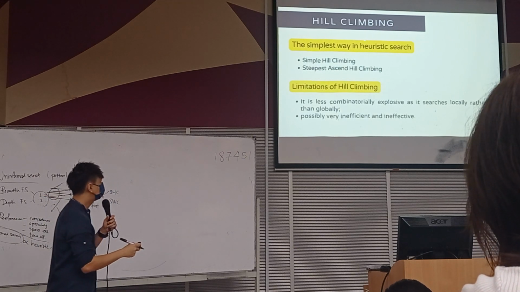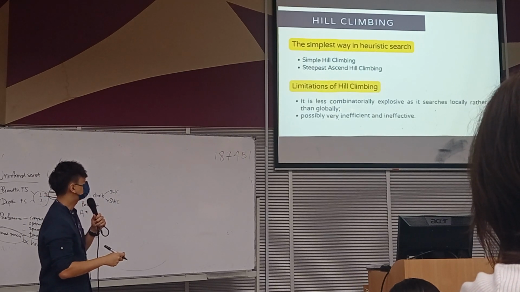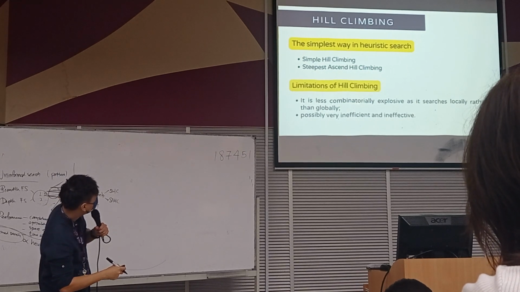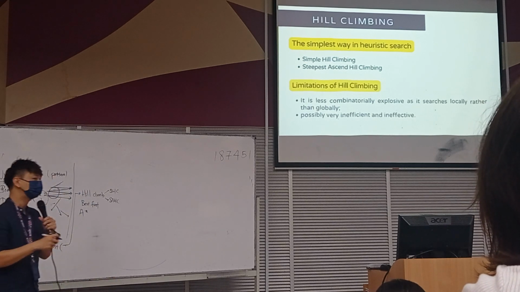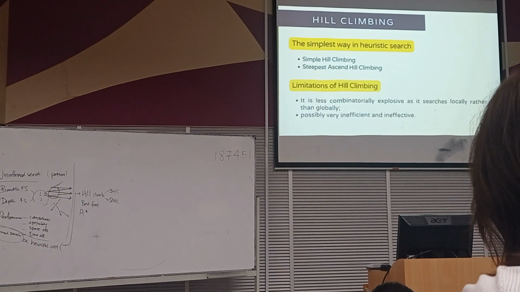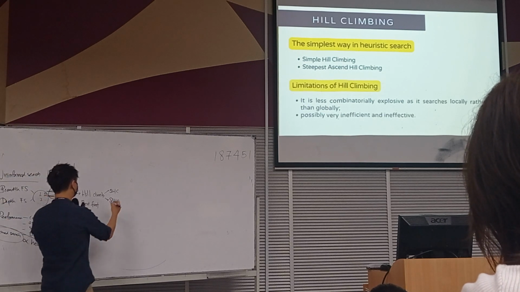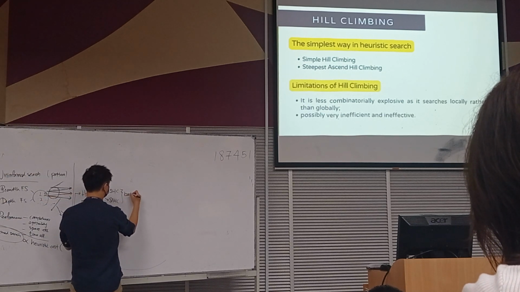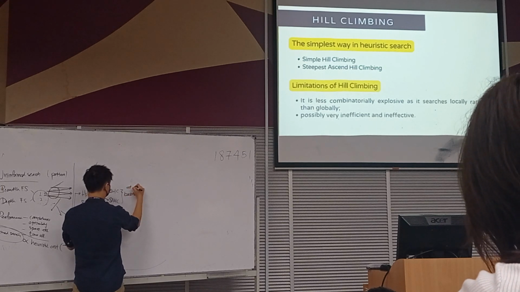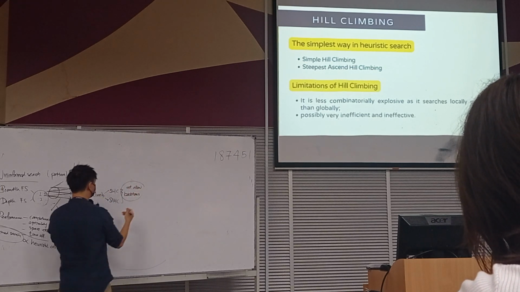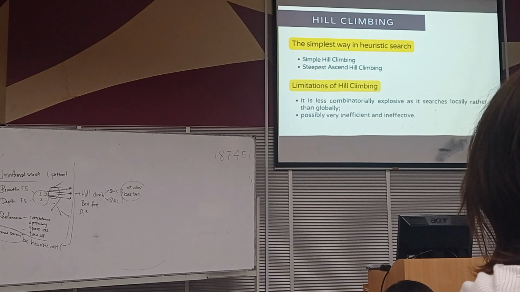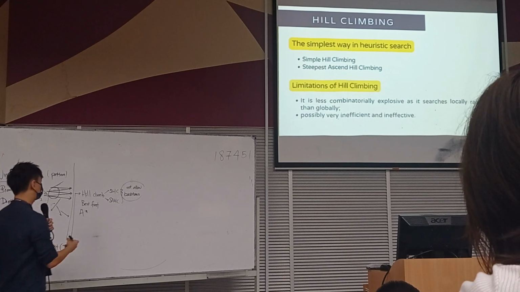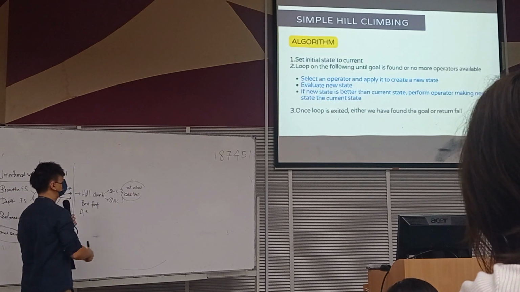Okay, the limitation of hill climb is that it is less combinatorially explosive, as it is local. It means that this hill climb is not really efficient because it is not allowed to backtrack. Due to this reason, hill climb is not effective and may get trapped, which leads you to failed solutions. It's not complete, due to not being allowed to backtrack. So I'm going to show you the example now.